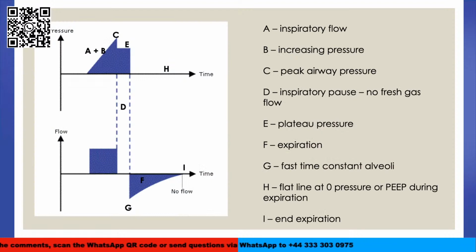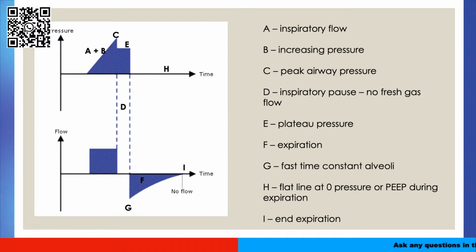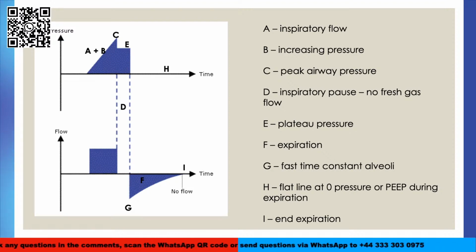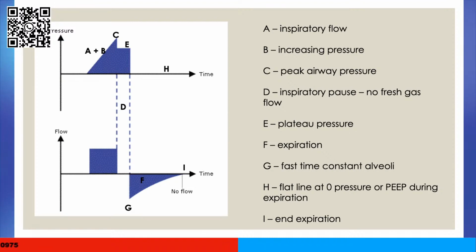So this is just an overview of what we've talked about. At point A, you can see that gas is delivered at an increasing pressure at the start. That's the inspiratory flow in A and B, the diagonal line. It reaches a peak at point C, which is the peak airway pressure. At that point, the volume that you wanted to deliver has been delivered. So there is an inspiratory pause, marked by the little gap in D. At that point, there is no fresh gas flow, but there is still the plateau pressure applied, marked out by E in the top picture. Then the triangle in F represents expiration.